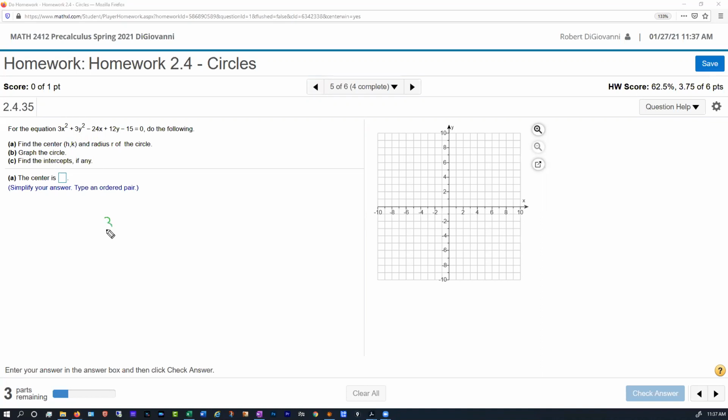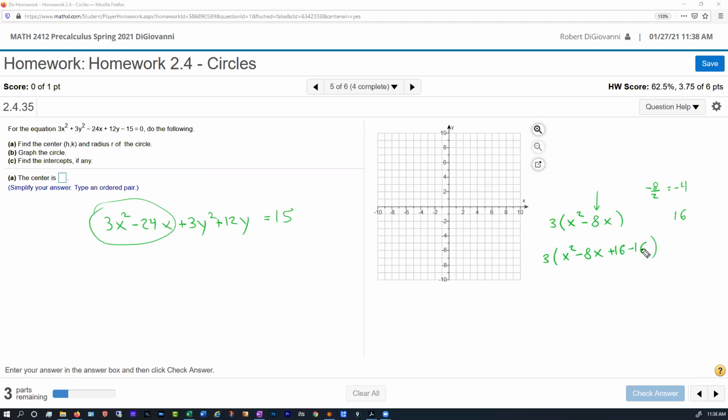just to get you started, 3x squared minus 24x plus 3y squared plus 12y. Move the 15 to the other side. When you do this completing of the square, you have to pull a 3 first. So you have to pull the 3 out of both of those. And then you're completing the square on this. So you're going to take half of that number and then square it, which gives you 16. And now this is the part that's tricky. You have to make sure that you put that plus 16 minus 16 right here, and then close your parenthesis.